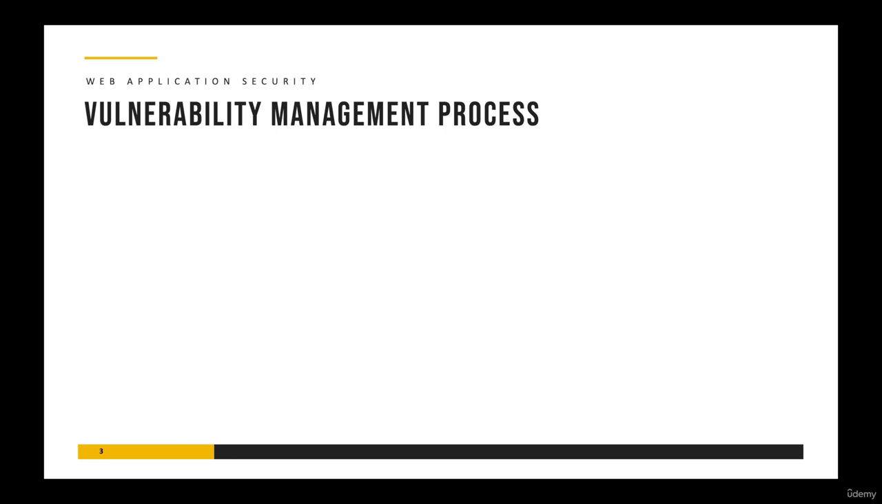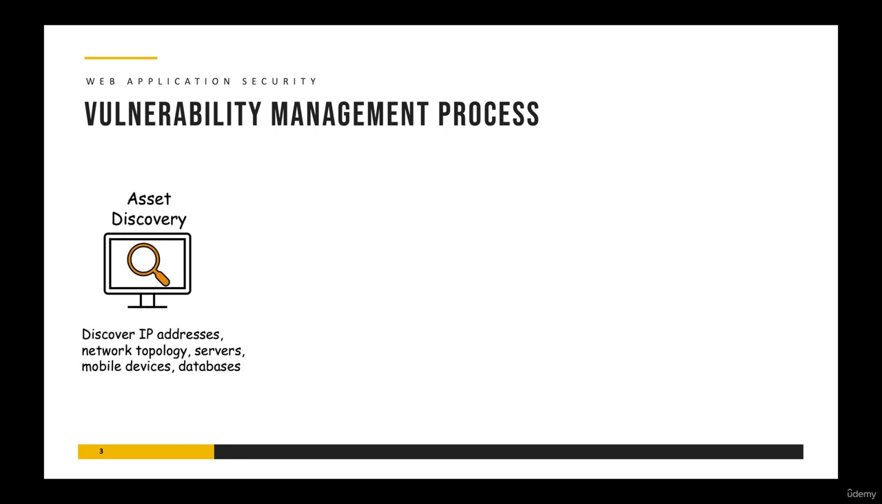So let's see the process of vulnerability management. The first step in the vulnerability management process is asset discovery. Before you can protect anything, you first need to discover your network, your resources, where they are located, what their importance is, and so on. You first need to discover your assets before protecting them. This includes discovering IP addresses, network topology, servers, mobile devices, and databases.